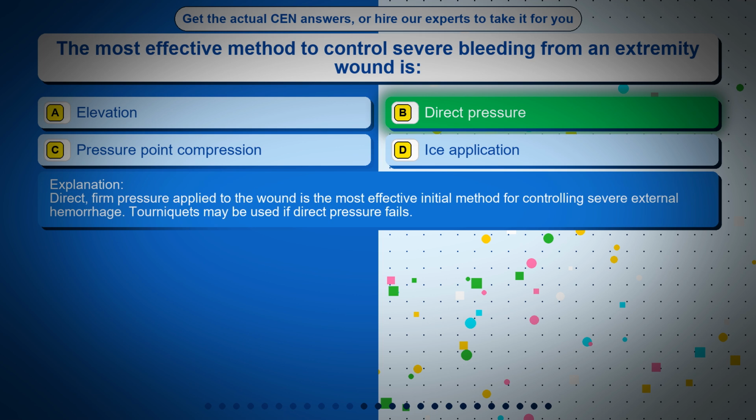Direct, firm pressure applied to the wound is the most effective initial method for controlling severe external hemorrhage. Tourniquets may be used if direct pressure fails.